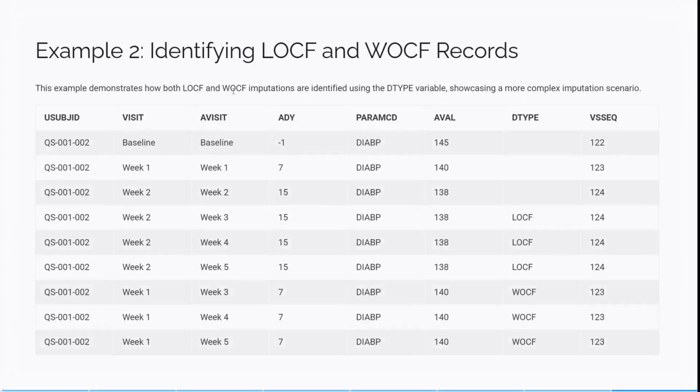This example demonstrates how both LOCF and WOCF imputations are identified using the DTYPE variable, showcasing a more complex imputation scenario. Here LOCF 138 has been imputed for these three records, and 140 is the original value. This is the worst observation carried forward, so we have to consider this one and make it the worst observation carried forward. This imputation will be given in the SAP, so based on that you can impute it, and decide which value we have to consider.